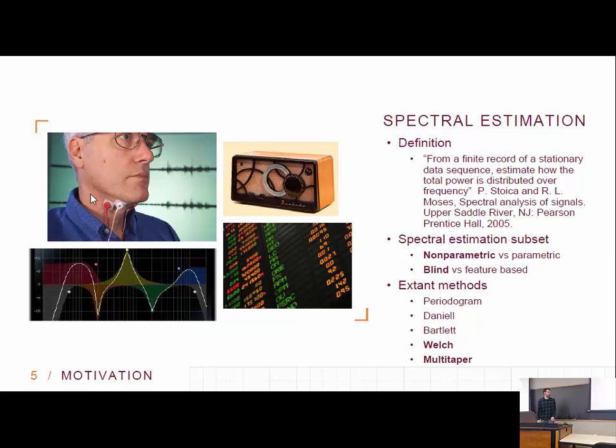And then you've got blind versus feature-based signal detection. Feature-based would be, say you're trying to find a signal in the air. If you know things like where it lies in frequency, its bandwidth, its modulation type, all that kind of stuff, and you're utilizing those features, that would be feature-based detection. I'm not utilizing any of those features. And then there are some methods that already fit as non-parametric and blind, and I'll be talking mainly about the Welch and the multi-taper. But I'll start off with the periodogram.